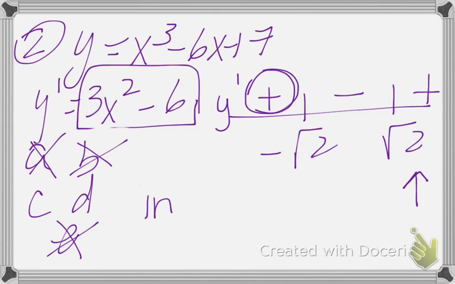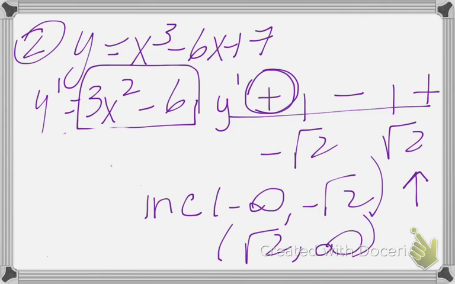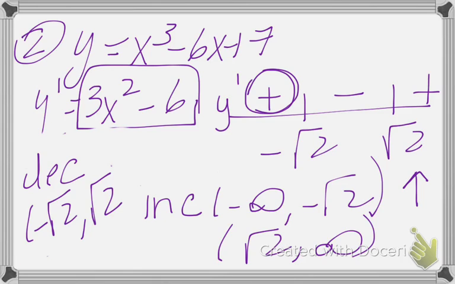Okay. I think this would be a little bit easier if we just write what's happening here. So we can see that we're increasing from negative infinity to negative radical 2. And we are increasing from radical 2 to infinity. And we are decreasing from negative radical 2 to positive radical 2. Okay, so we agree. Sorry, I should put back my A, B, C, D, and E here. So we immediately eliminated B and E. And then we said that A can't be.